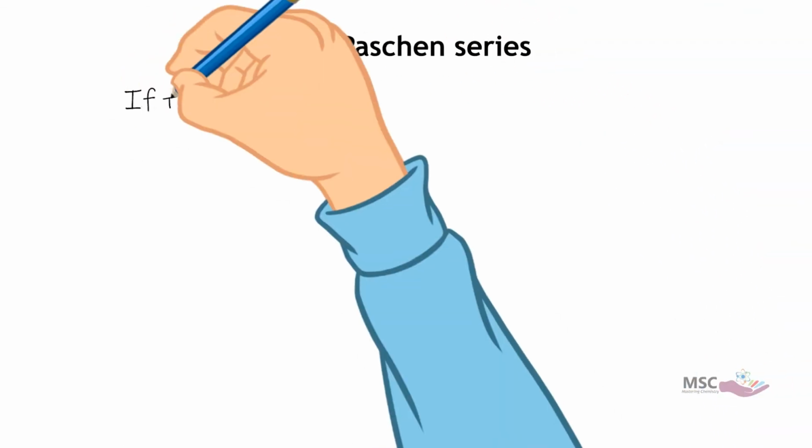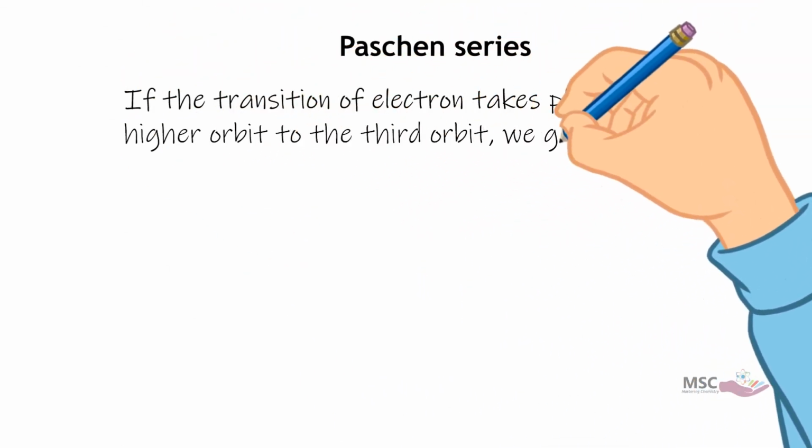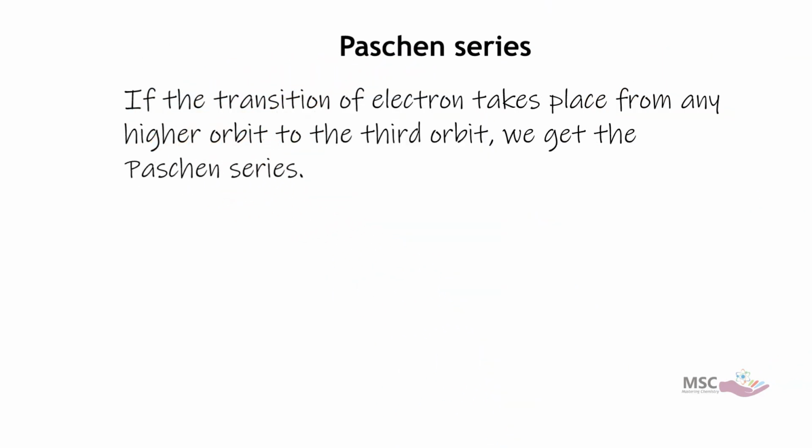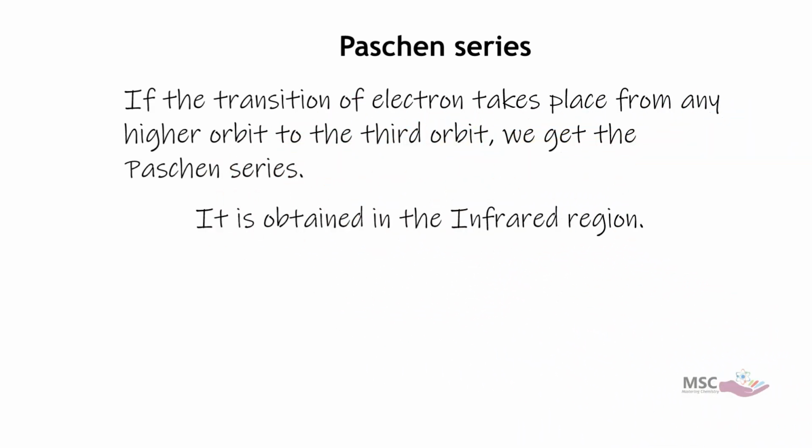Paschen series. If the transition of an electron takes place from any higher orbit to the third orbit, we get the Paschen series of the hydrogen atom. It is obtained in the infrared range. These lines are not visible to the naked eye.